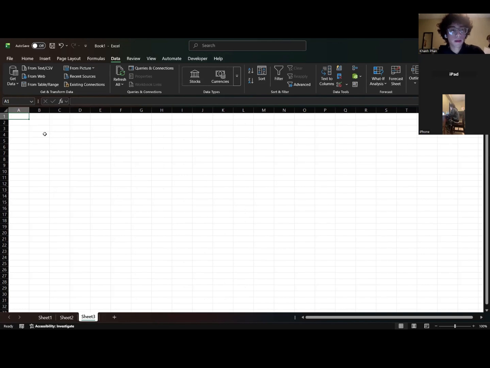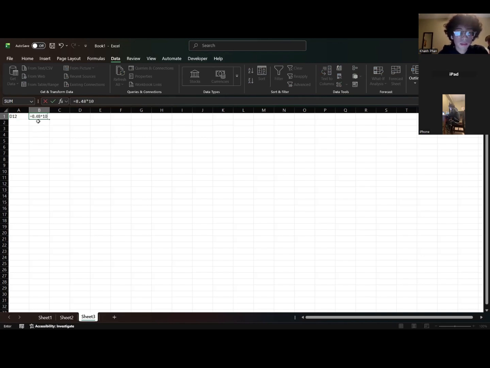So now we're going to type down the diffusion coefficient first. 8.48 millimeters squared per second. We're going to change it to meters squared per second. So that's going to be 8.48 times 10 to the negative 6.